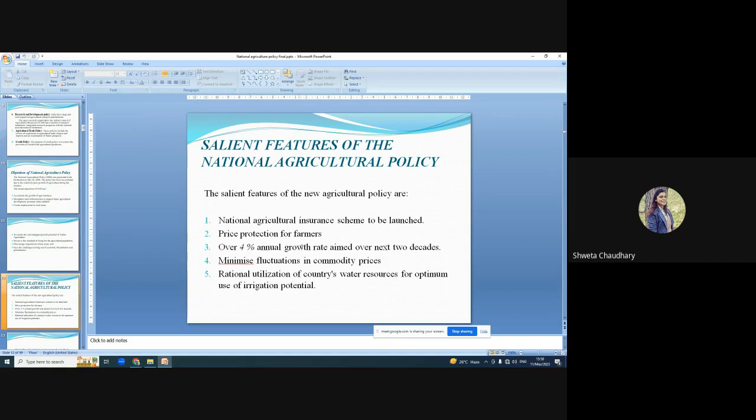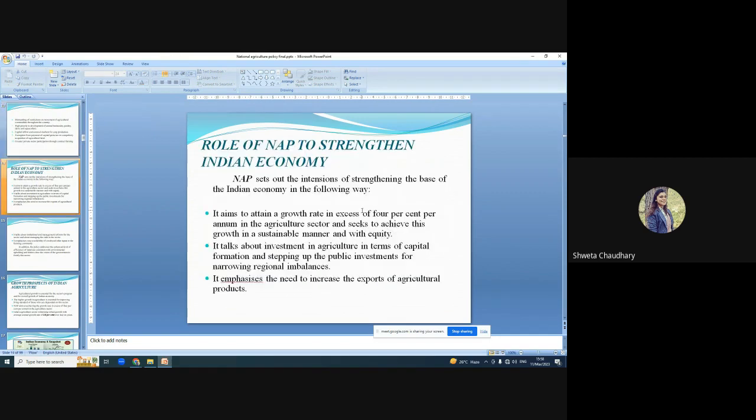In this, you have to get an annual growth rate of 4%. You have to protect the farmers from prices, so that the farmer should get a better price. Then farmer should get agricultural insurance. Then the farmer should rationally utilize their resources. Then farmer should be protected from the fluctuations of commodity. So these were the basic objectives or features of national agriculture policy.